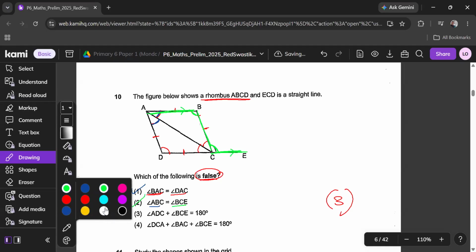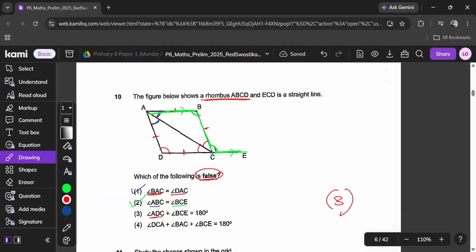Next one. What do you have? ADC, where's your ADC? Here, ADC plus BCE. Where's BCE? BCE, here. I'm going to erase some of the colors. Do you see my red color angle? So ADC plus BCE is equal to 180? No. Why no? This is an obtuse angle. This is also an obtuse angle.